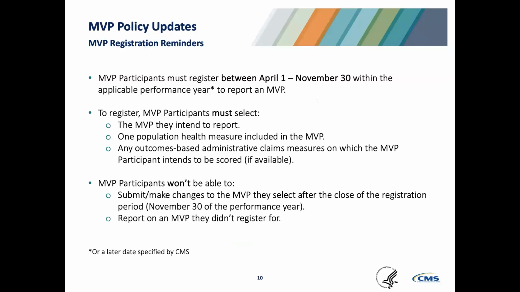Please note the following regarding our MVP registration reminders. MVP participants must register between April 1st and November 30th within the applicable performance year, or a later date specified by CMS, in order to report an MVP. Participants must select the following in order to register: the MVP that they intend to report on, one population health measure included in the MVP, and any outcome-based administrative claims measure on which the MVP participant intends to be scored, if applicable or available.